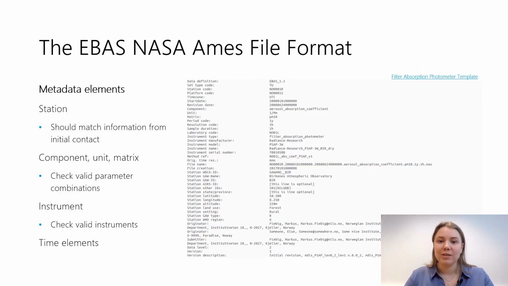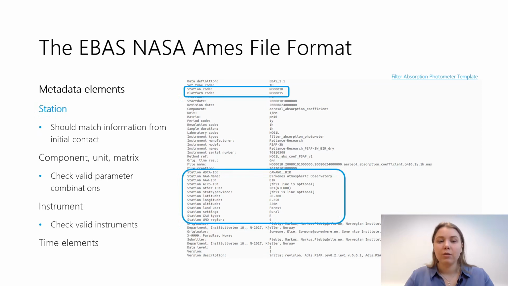In the normal comments, there are several metadata elements to fill in, and now we will go through a couple of them. First off, you have station metadata elements, which includes station code, platform code, GAW information, latitude and longitude for your station. All this should be given with the initial contact with the data center and should match previous submissions.